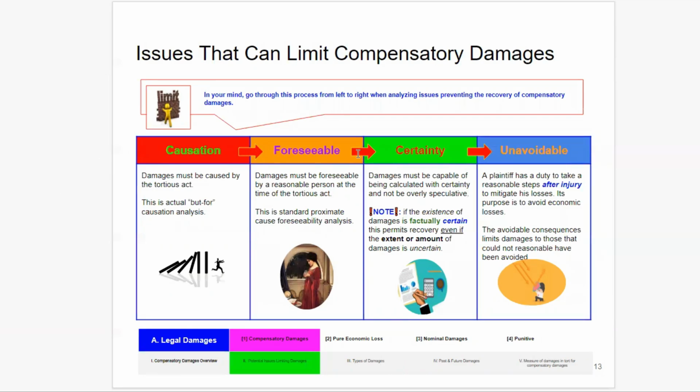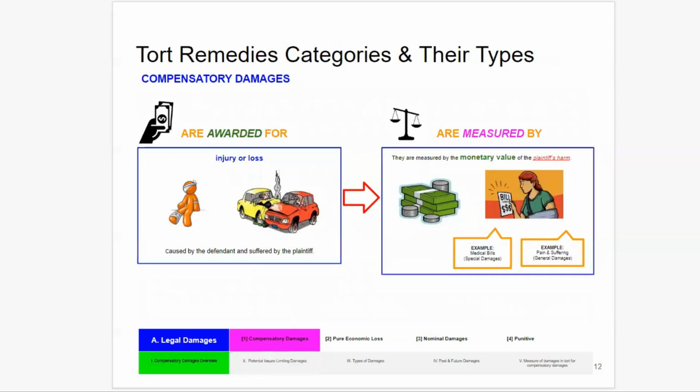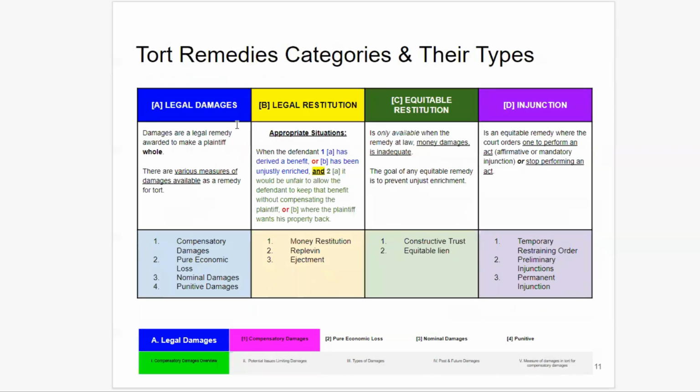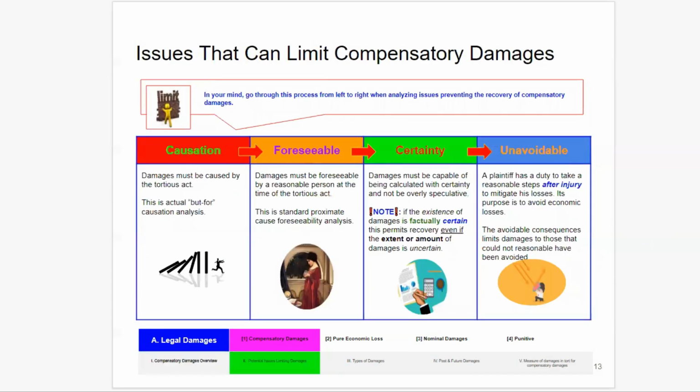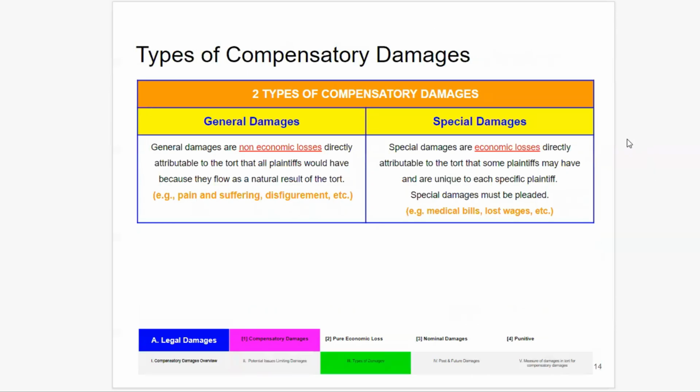We're taking you through step by step by step to go, well, what are the issues that can limit compensatory damages? So again, here we're going, what are the categories? What are the definition of compensatory damages? And what are the issues that you're going to face? And here are the types of compensatory damages. So it's also flowing in a logical flow for you as you A, learn it, B, memorize it, and C, take it with you as you analyze.